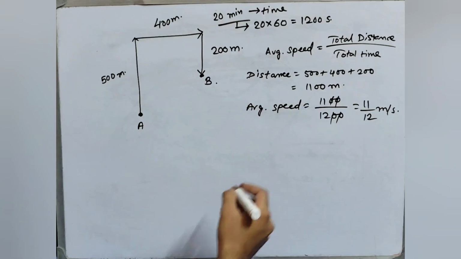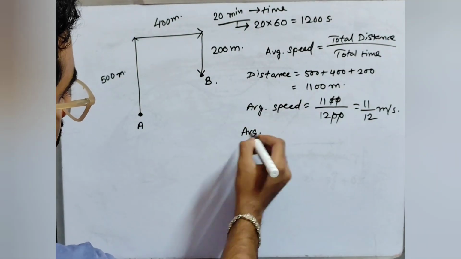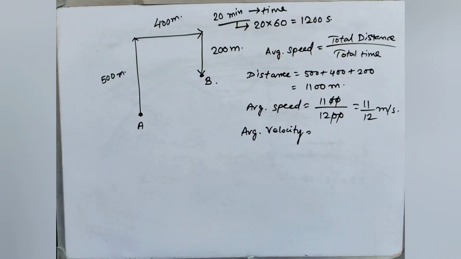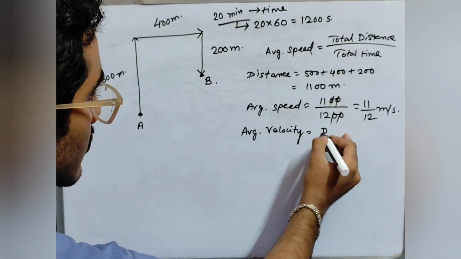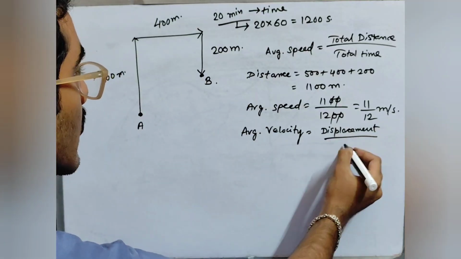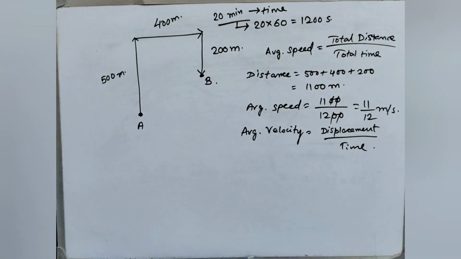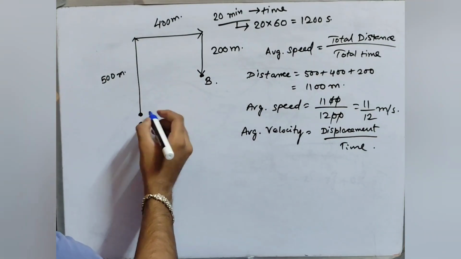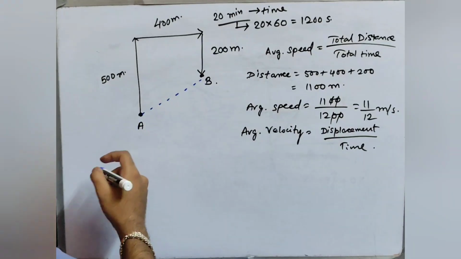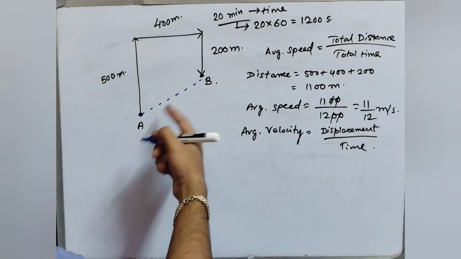Now average velocity is equal to displacement by time. Now you have to calculate the displacement. Look at the image. This one is the displacement, the direct connection from A to B. So you have to calculate this AB length.